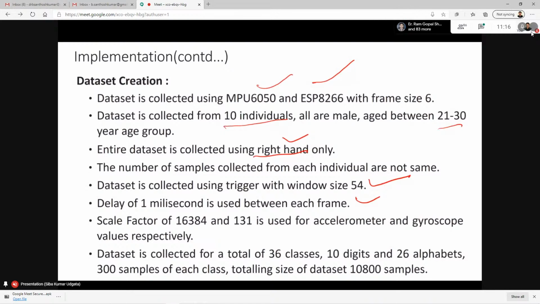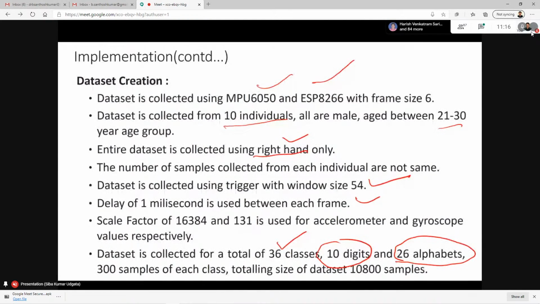Now, what are we trying to do? We are trying to classify 26 alphabets and 10 digits, so 36 classes in total. That means if I write 0 with my hand in the air, it should recognize it as 0. Similarly 1, 2, 3, and A, B, C, D. So 26 alphabets and 10 digits.